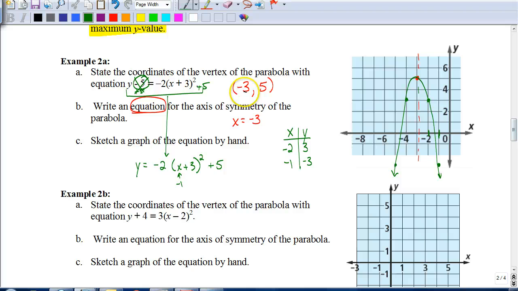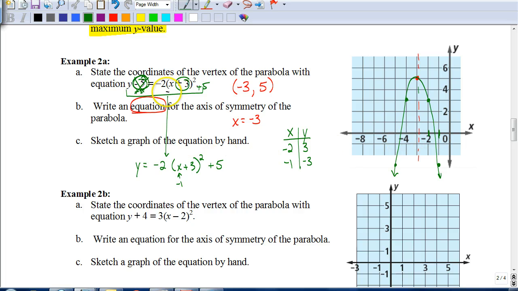We start out by finding the vertex. Take the opposite of what happens to the x, which is negative 3. The opposite of what's happening to y was a positive 5. Graph your vertex, negative 3, positive 5. Put your line of symmetry down. Pick 2 points to the right of that line or to the left.